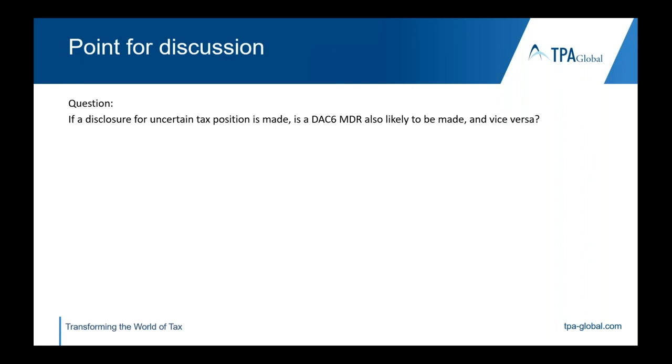Yes, maybe one general observation is that in case you have to disclose under DAC-6, normally you would be comfortable about the certainty of the tax position you're taking. It's not very likely or very wise to implement a tax planning scheme for which you already know at the outset that you need to record an uncertain tax position.